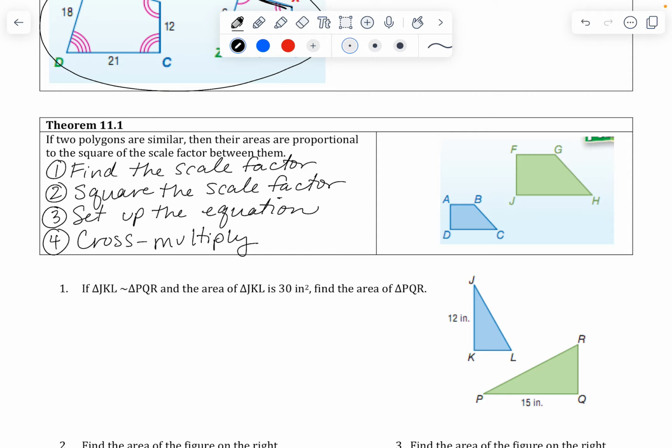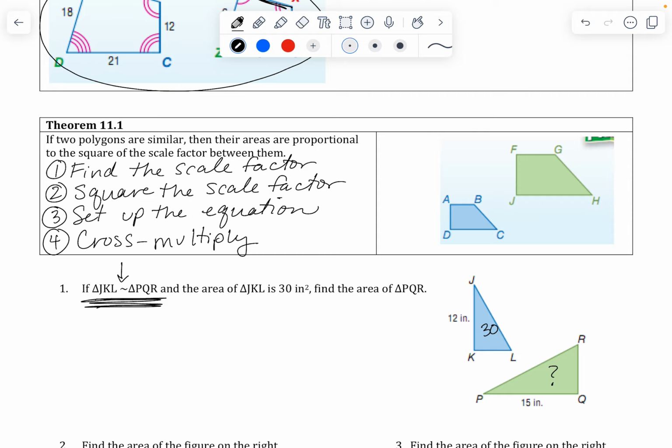So let's just go straight to number 1 and I'll show you what I'm talking about. It says if triangle JKL is similar to triangle PQR. See that one squiggle right there? That means is similar to. That means they're the same shape but different sizes. And the area of triangle JKL is 30. Let's put a 30 in JKL. Find the area of triangle PQR. I'm going to put a question mark in triangle PQR.